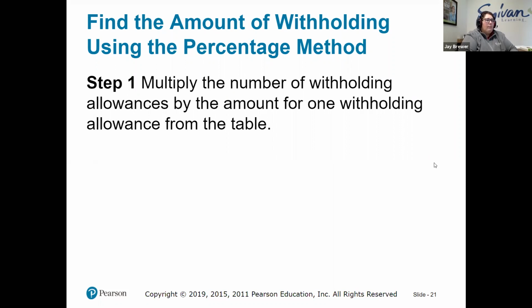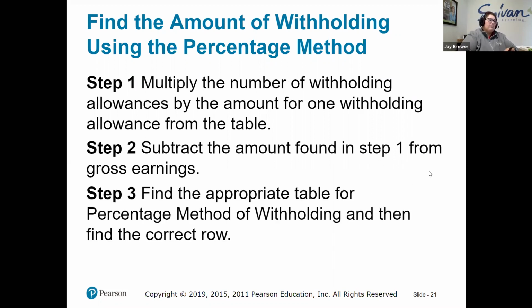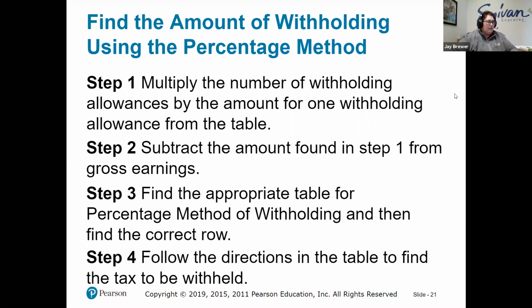Okay, step 1, multiply the number of withholding allowances by the amount for one withholding allowance from the table. Step 2, subtract the amount found in step 1 from the gross earnings. Step 3, find the appropriate table for the percentage method of withholding and then find the correct row. Step 4, follow the directions in the table to find the tax to be withheld.